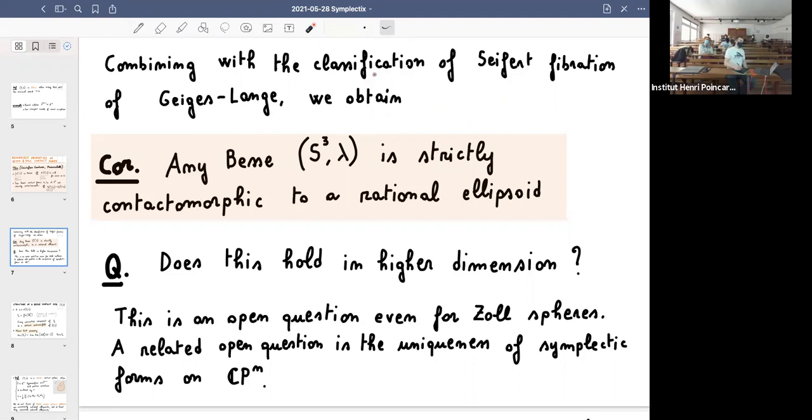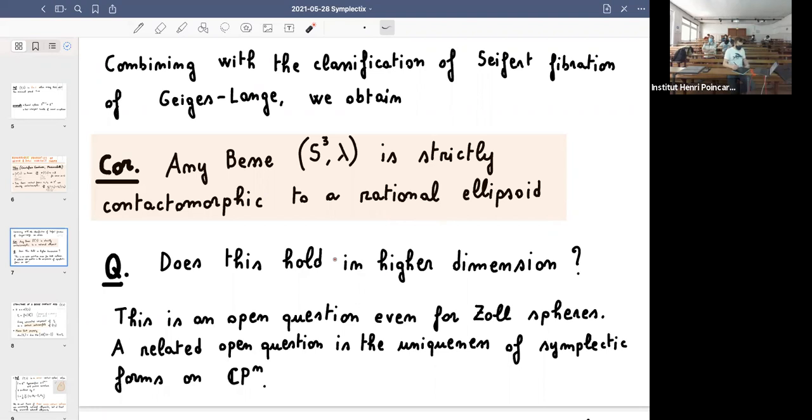So I said, by combining this classification with point 2 of the theorem, we get this corollary, which says that every Besse three-sphere, all of whose Reeb orbits are closed, is a rational ellipsoid up to strict contactomorphism, obviously. And so this corollary, I don't know if it holds in higher dimension, and actually, I don't know if it holds even under restrictive assumptions, like for, say, convex hypersurfaces in a symplectic vector space.